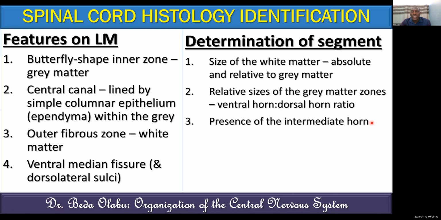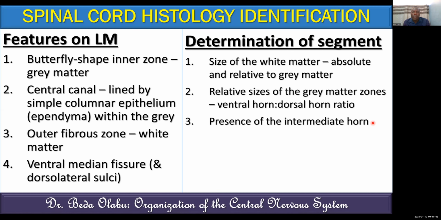Then we need to check the presence of the intermediate horn, the presence of the lateral horn. I will admit it's very difficult to see the lateral horn in most slides. But when you see it, you will know it is the one. It's usually very tiny and sharp-like, not so prominent, and slightly posterior or in the middle there at the level of the central canal.